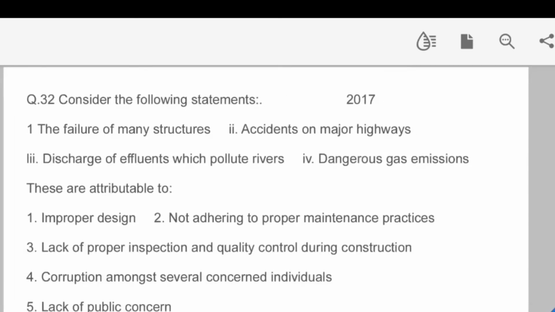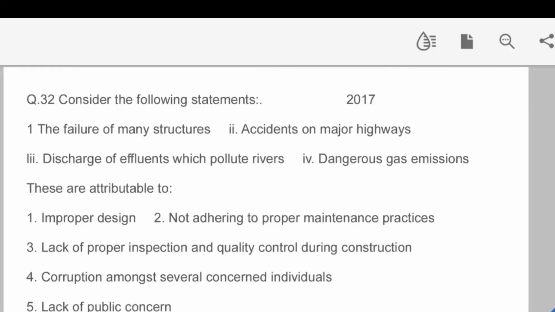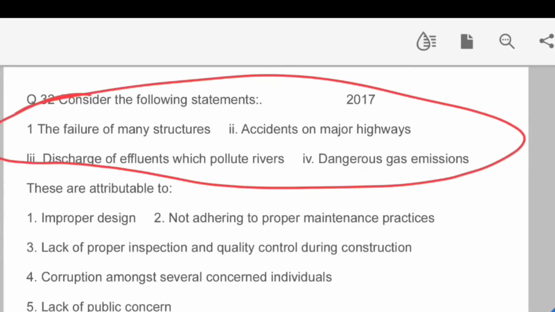Now the next question is, the failure of many structures, accidents on the major highway, discharge of effluent which pollutes rivers, dangerous gas emissions: these are attributed to. So all four are different cases. How are these related to improper design, not adhering to proper maintenance practice? Third is lack of proper inspection and quality control during construction. Fourth is corruption amongst the several concerned individuals, and the fifth is lack of public concern.